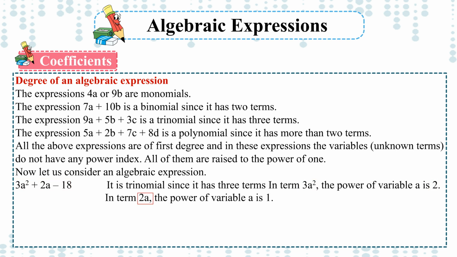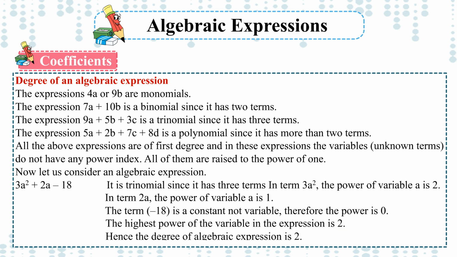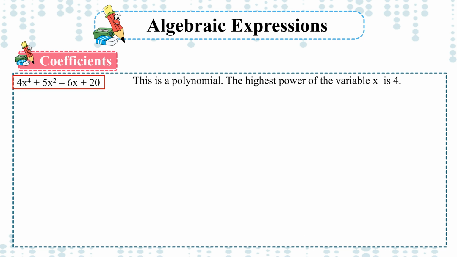4x⁴ + 5x² − 6x + 20. This is a polynomial. The highest power of the variable x is 4. So the degree of the algebraic expression is 4. 5y⁵: this is a monomial. The highest power of the variable y is 5. So the degree of the algebraic expression is 5.